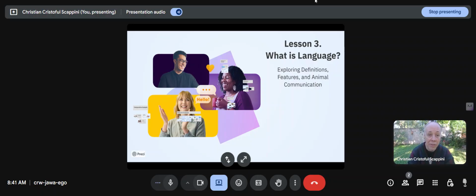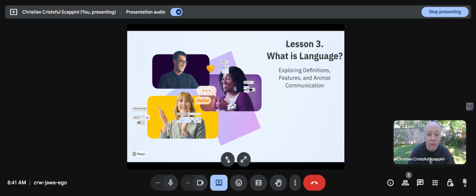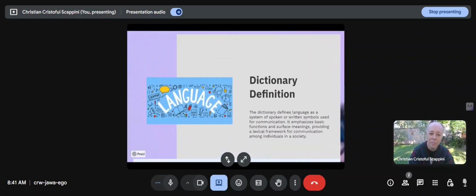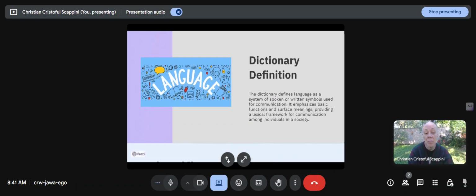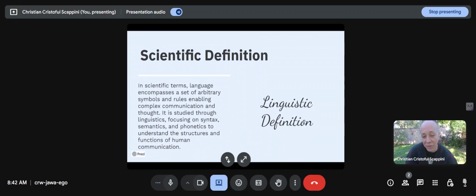Okay, and we need to go through dictionary definitions then. What does a dictionary definition say? Well, it says that it's a system of spoken or written symbols, for example, which is true, yes, but it's not a scientific definition. So what we're looking for in linguistics is to provide a linguistic definition of language. And a linguistic definition is a scientific one.